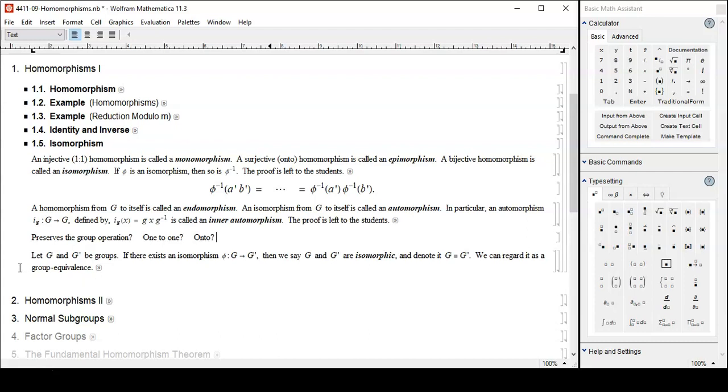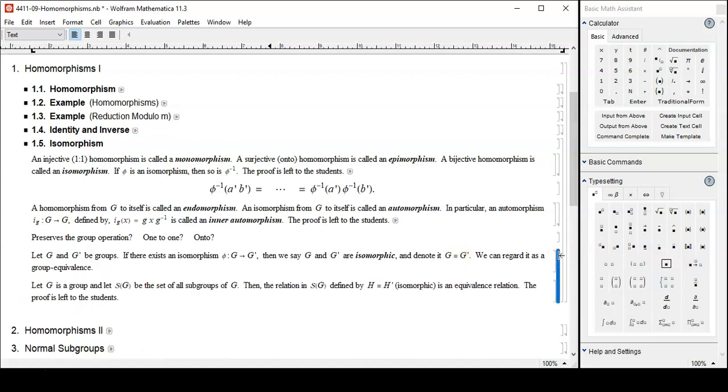The final topic here: let G and G prime be groups. If there exists an isomorphism from G to G prime, then we say G and G prime are isomorphic. Essentially, they're the same, and we denote it like this. We can regard it as a group equivalence. What do you mean by equivalence? Equivalence relation. In order to have an equivalence relation, we have to have a certain set, and then we have to consider various subsets there. But then again, the set of all groups is going to be too big. It's kind of like the set of all sets.